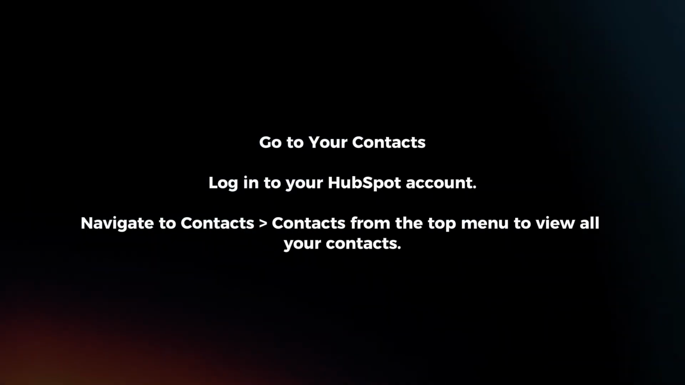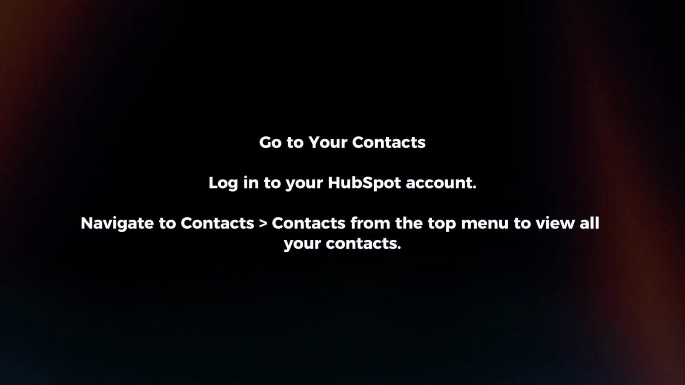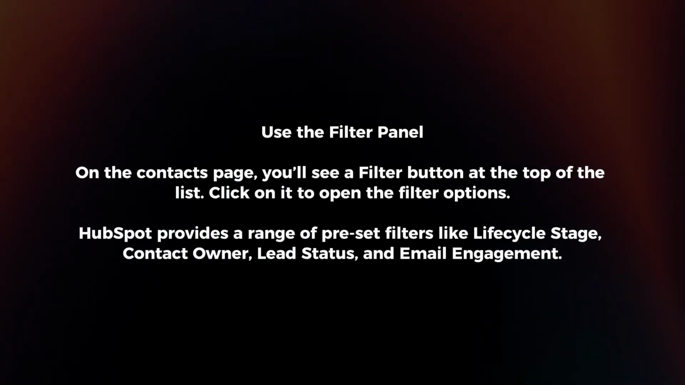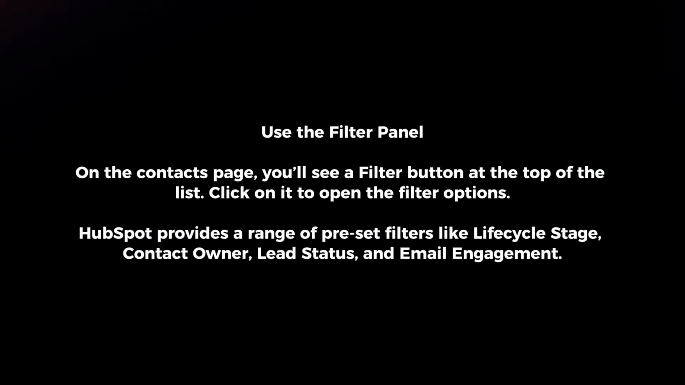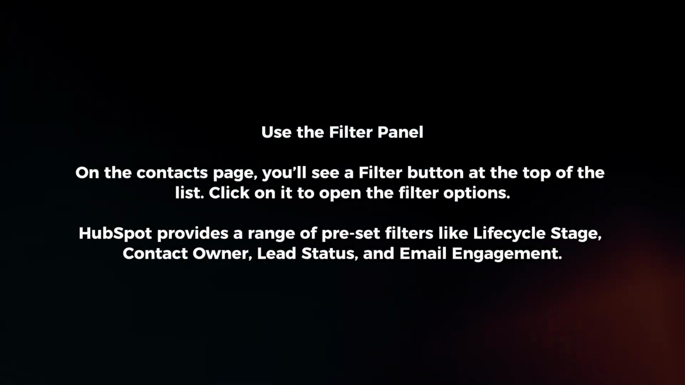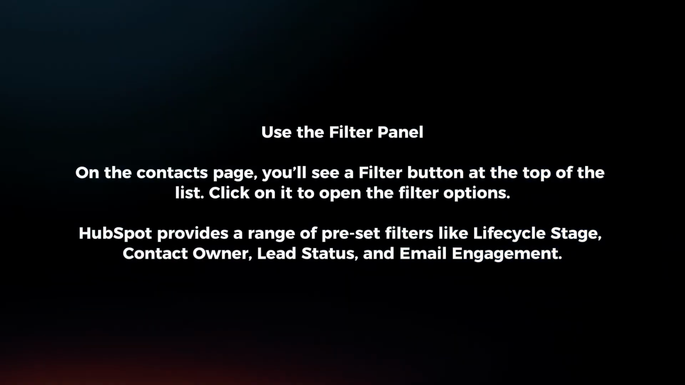Go to your contacts. Log into your HubSpot account and navigate to contacts from the top menu to view all your contacts. Use the filter panel. On the contacts page, you will see a filter button at the top of the list. Click on it to open the filter options. HubSpot provides a range of preset filters like life cycle stage, contact owner, lead status, and email engagement.